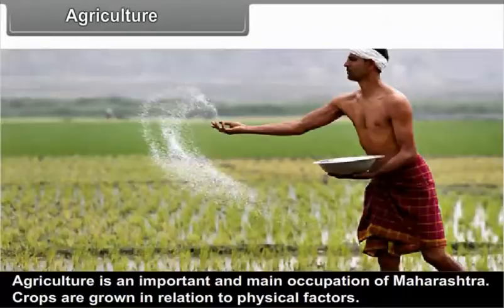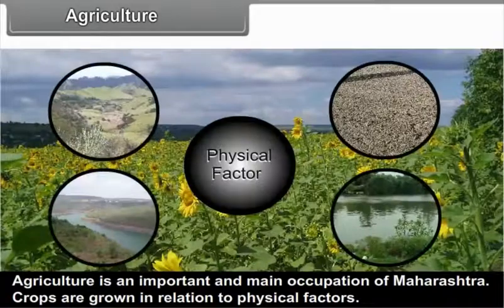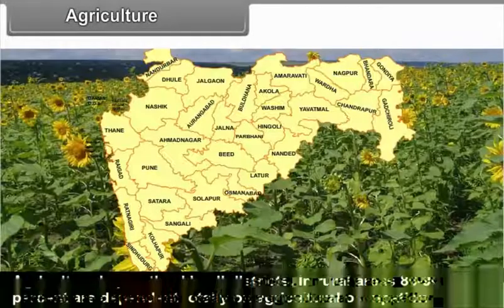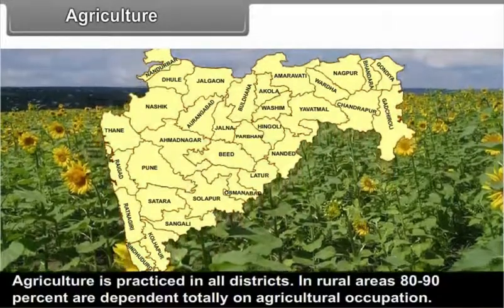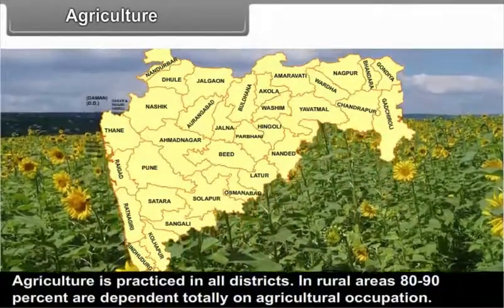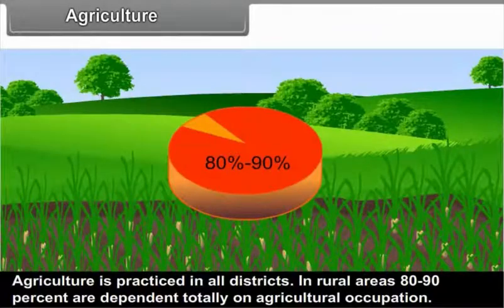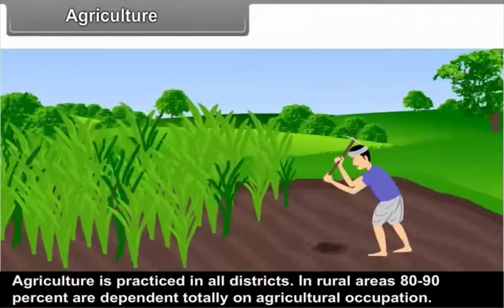Agriculture. Agriculture is an important and main occupation of Maharashtra. Crops are grown in relation to physical factors. Agriculture is practiced in all the districts. In rural areas, 80 to 90% are dependent totally on agricultural occupation.